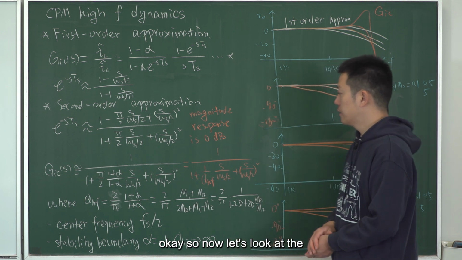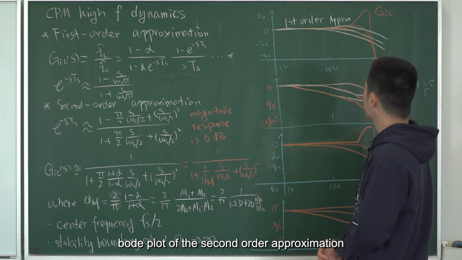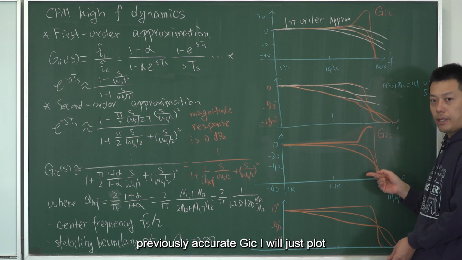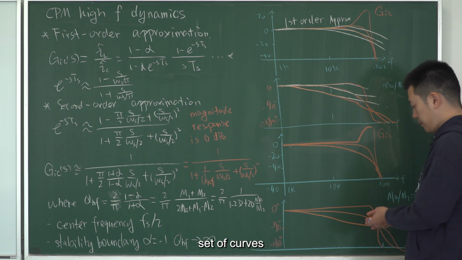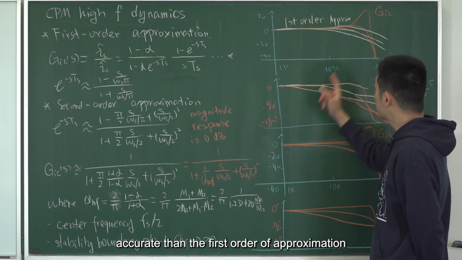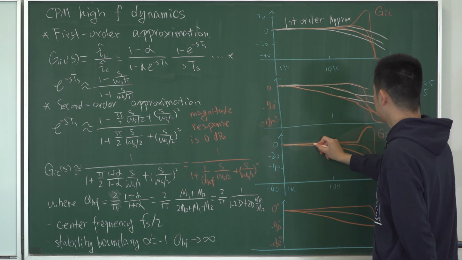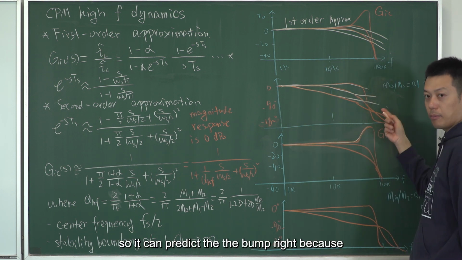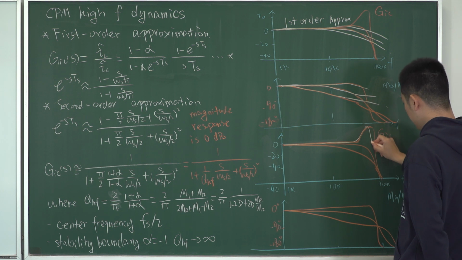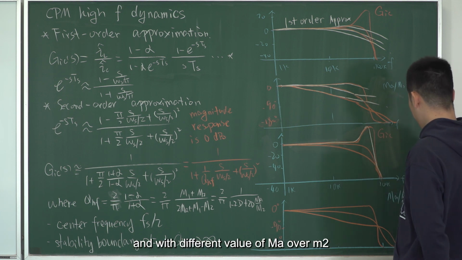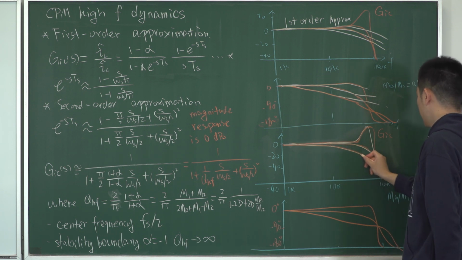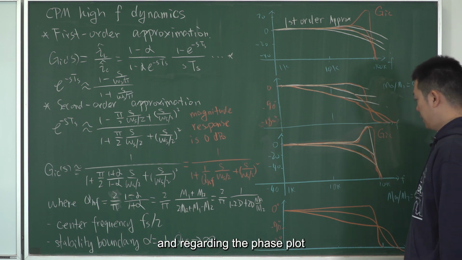Okay, so now let's look at the Bode plot of the second order approximation. To compare with the previously accurate GIC, I will just plot on top of this set of curves. You will see that this time the second order approximation is much more accurate than the first order approximation. It can predict the bump, because of the quadratic pole response and the Q. And with different values of ma over m2, this curve will also be shifted downward.